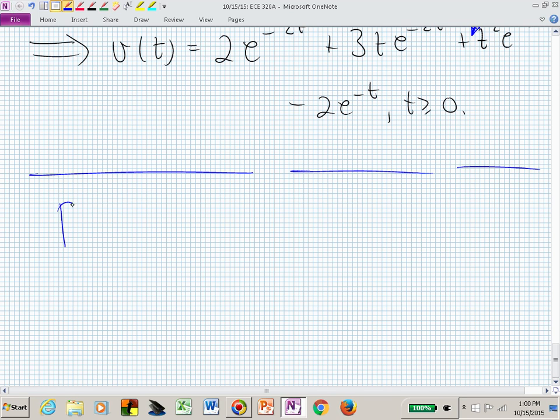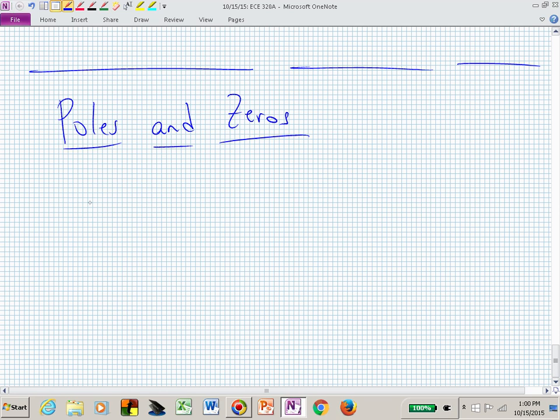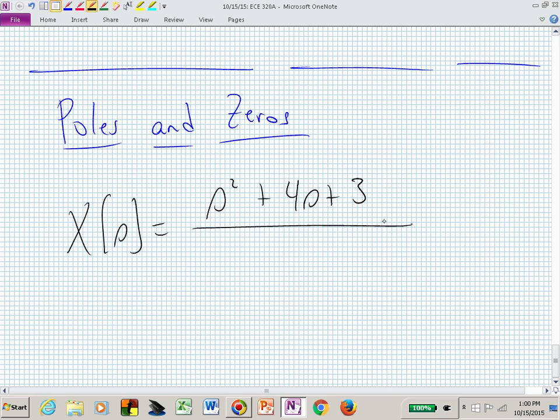Now, let's move on and talk about poles and zeros. Suppose that I give you capital X of S, just to give us something to discuss, where the numerator is s squared plus 4s plus 3, and the denominator is s cubed plus 9s squared plus 33s plus 65.